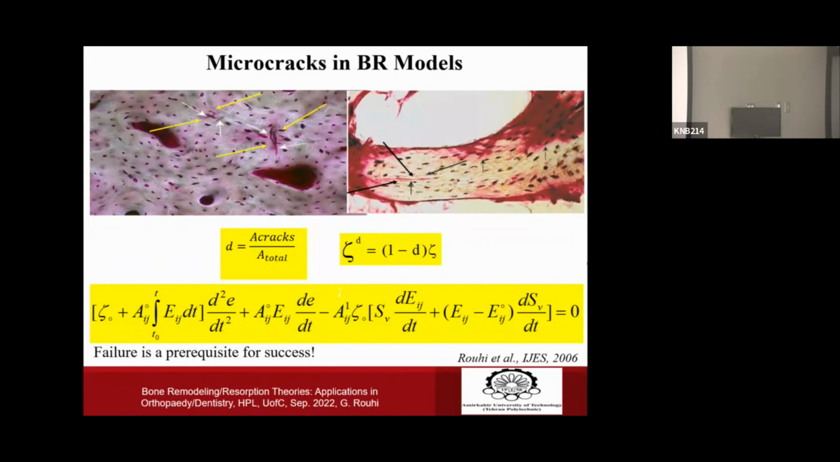Because if I have cracks and if I define this as the area of the cracks over the total volume, I can change the definition of volume fraction. Agree? And then I use this definition of volume fraction and use continuum mechanics, after some maybe lengthy mathematical manipulations, we can come up with this governing equation.